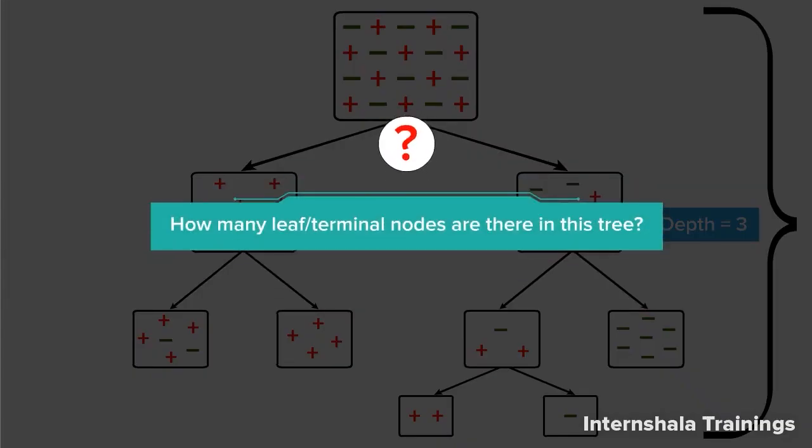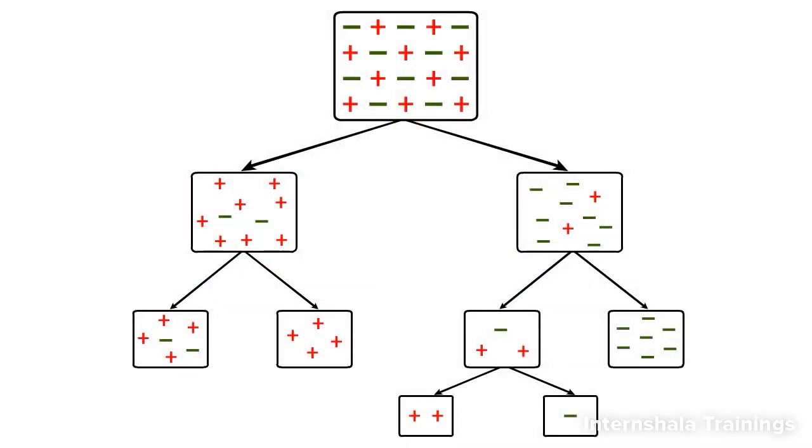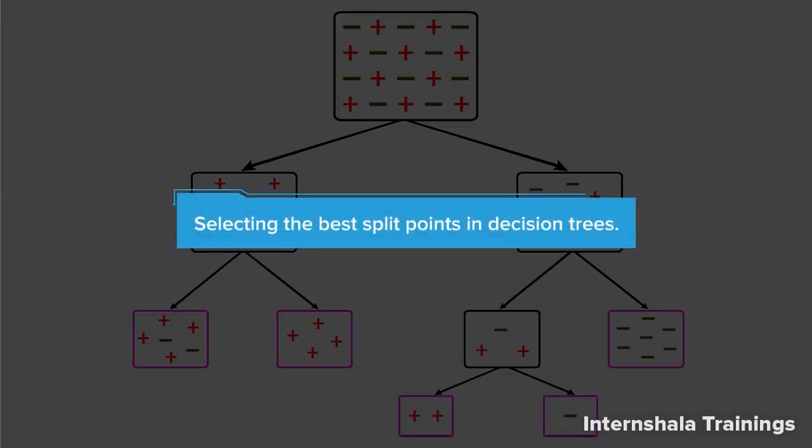Can you tell how many leaf or terminal nodes are there in this tree? Remember, the leaf nodes are the nodes which do not split further. Yes, this tree has 5 leaf nodes as highlighted in the image. These are some of the most common terminologies related to decision trees. In the next topic, we will look at some techniques that you can use to select the best split points in decision trees.